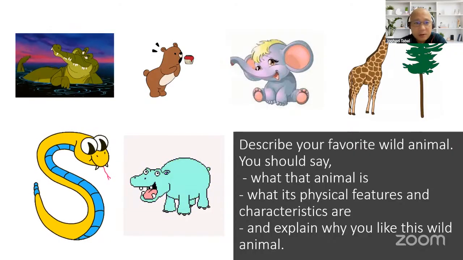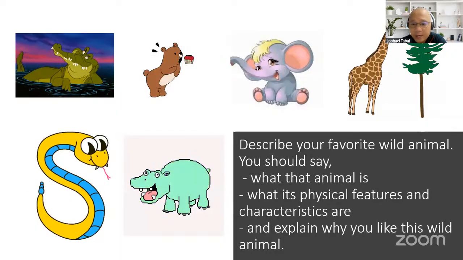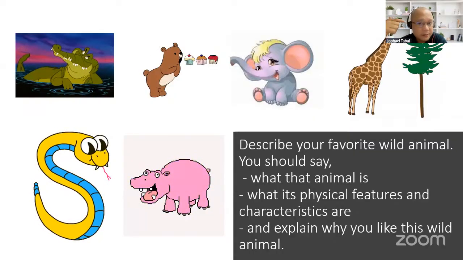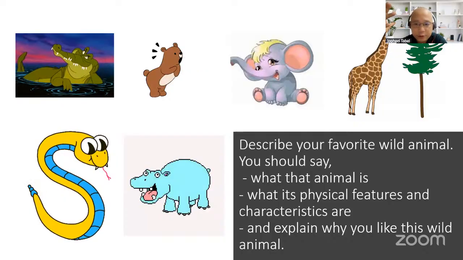I want you to describe your favorite wild animal, and you should say what that animal is, and what its physical features and characteristics are. Physical features, for example, if you want to talk about the elephant, it's got big ears and a huge body, of course, with four huge feet. All right, and its color is black, maybe.